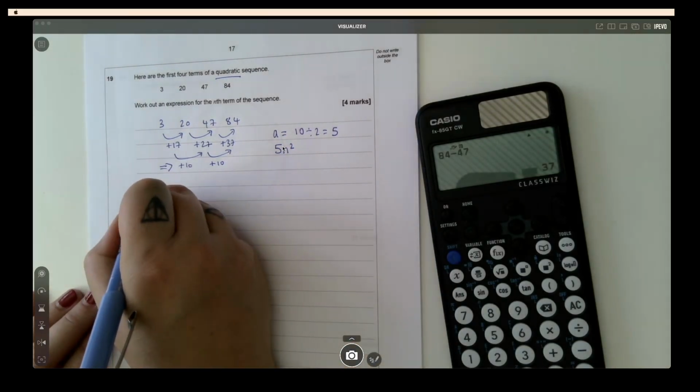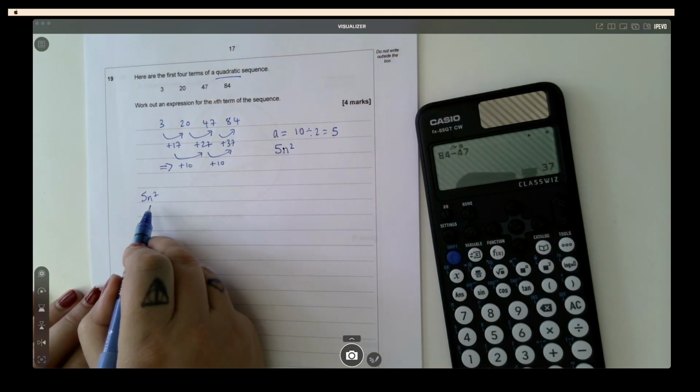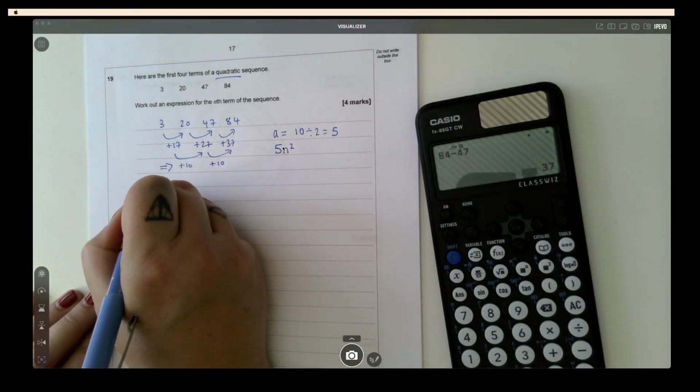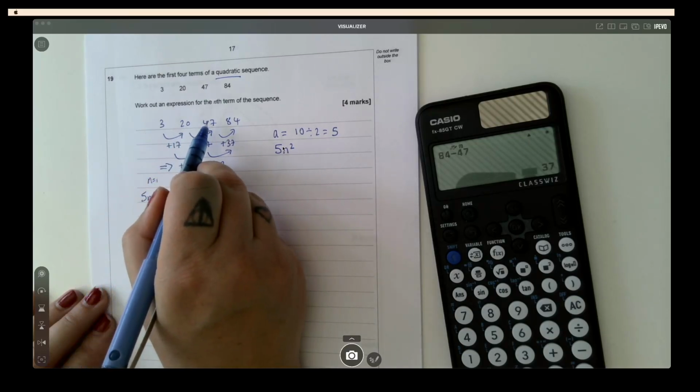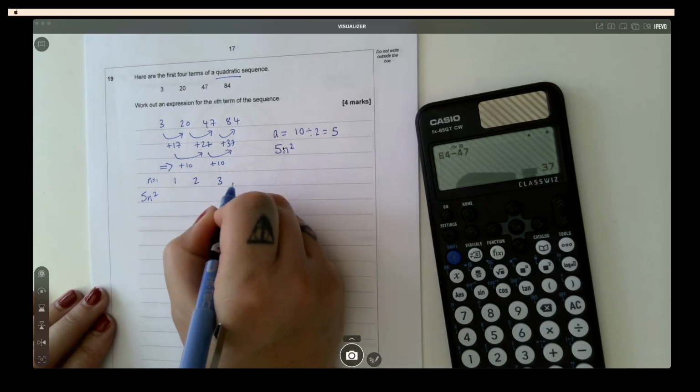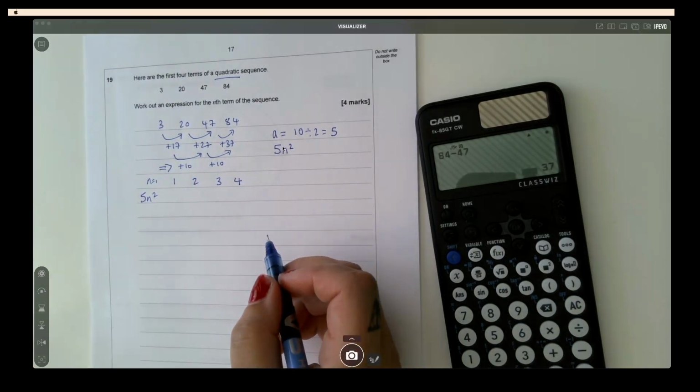So now what we're going to do is generate the sequence for 5n squared. Now, let's use n values. So we've got first term, second term, third term, fourth term. So first, second, third, fourth.